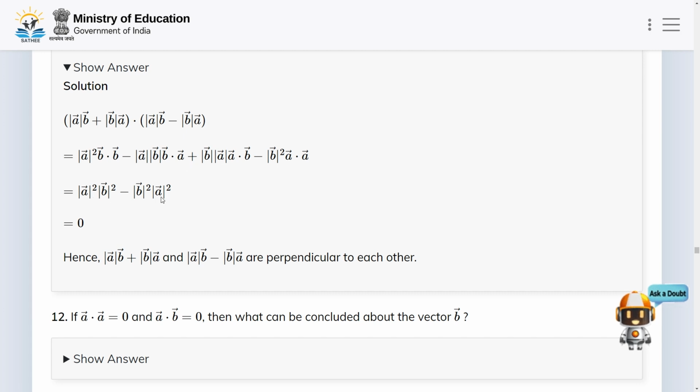You will only be left with this, and as you can see, square of magnitude of A multiplied with square of magnitude of B is the same as square of magnitude of B multiplied with square of magnitude of A, and you are doing what? The subtraction. This means you will have 0. Okay, so that means they are perpendicular to each other.